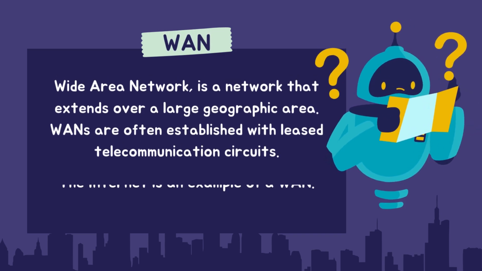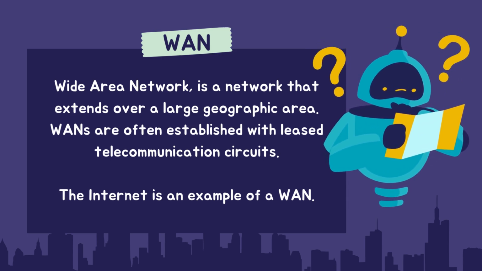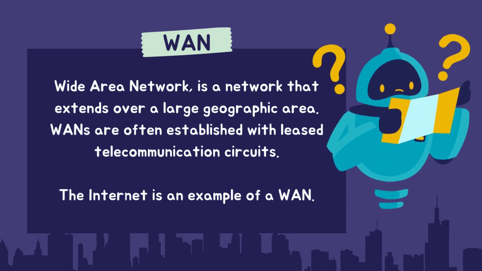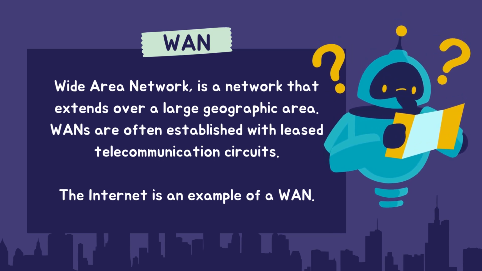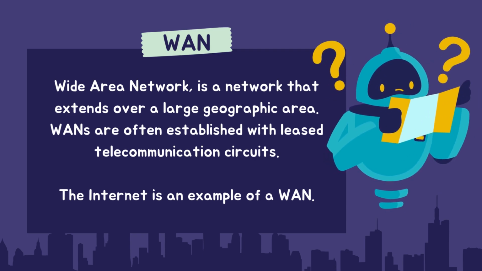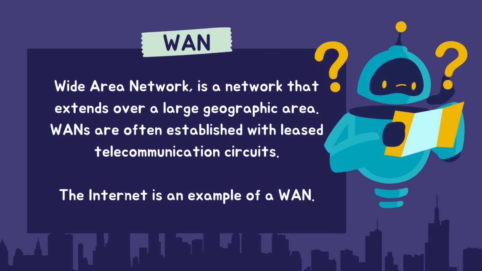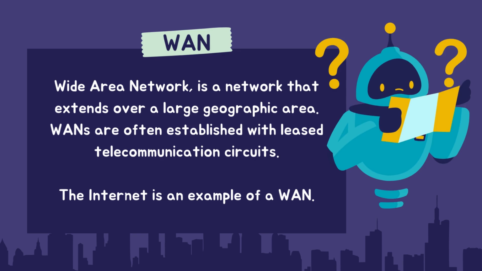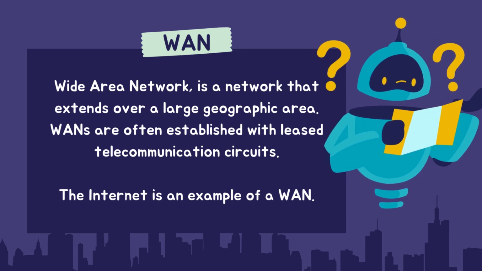A WAN, or Wide Area Network, is a network that extends over a large geographic area. WANs are often established with leased telecommunication circuits. WANs are often used by businesses, schools, and government entities to relay data from almost anywhere in the world, allowing them to carry out daily functions regardless of location. The Internet is an example of a WAN.